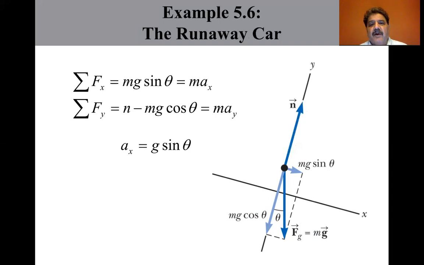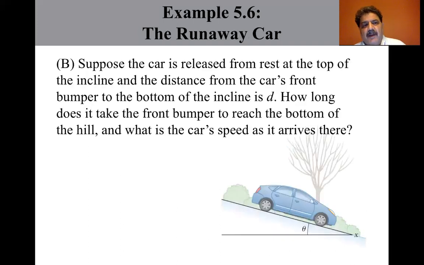Okay, let's look at part B of this problem. Suppose the car is released from rest at the top of the incline and the distance from the car's front bumper to the bottom of the incline is D. How long does it take the front bumper to reach the bottom of the hill? And what is the car's speed as it arrives?